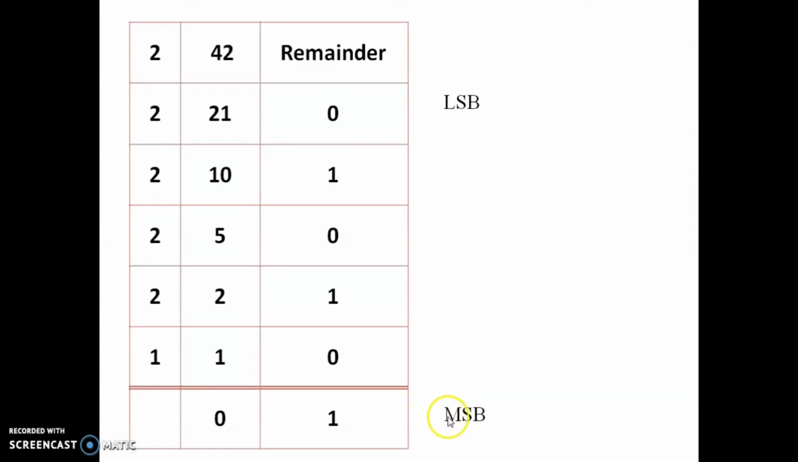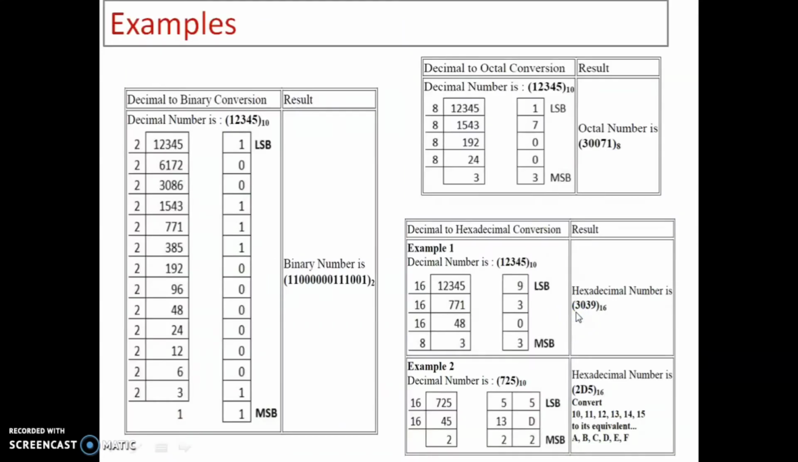Collect the numbers from most significant bit to least significant bit, that is 101010, which is the binary number. So, this is the binary equivalent of the decimal number 42. This is how to convert decimal to binary. Let us see a few more examples.